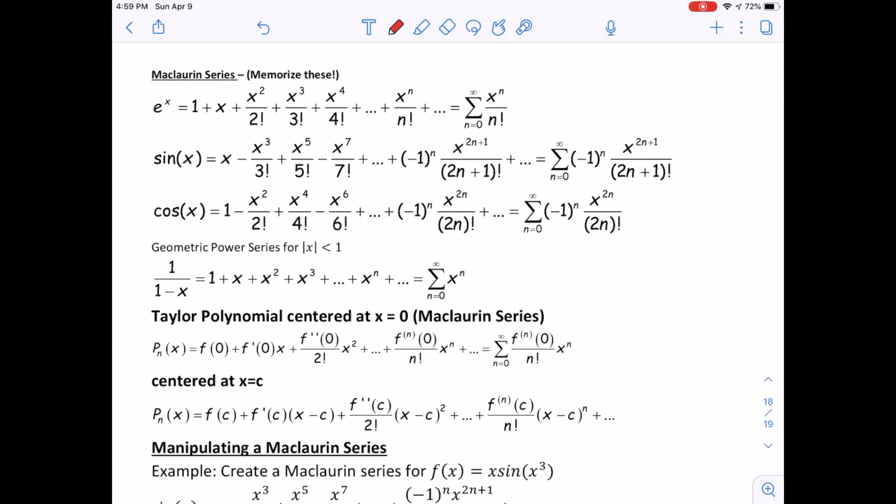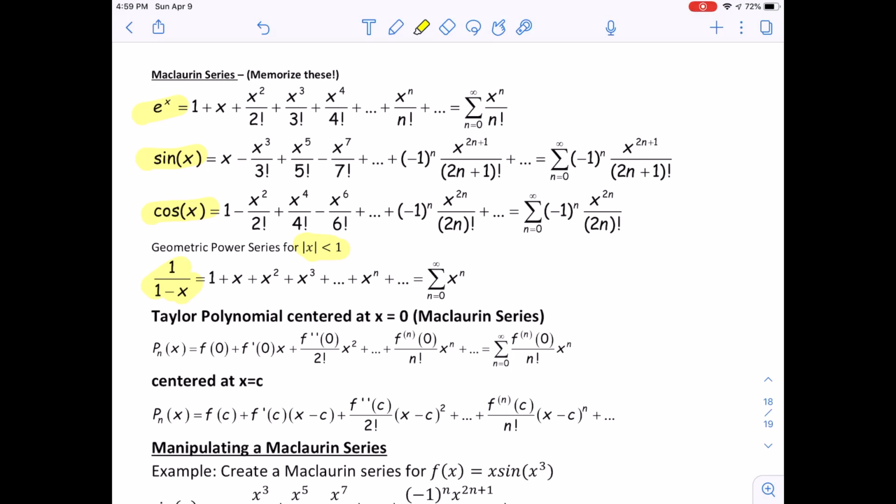When dealing with Taylor and Maclaurin series, it is going to be essential that you memorize these 6 formulas. The Maclaurin series for e to the x, sine of x, cosine of x, 1 over 1 minus x, which is the geometric power series. And this one actually has an interval of convergence for x. The absolute value of x has to be less than 1 for this to even apply.